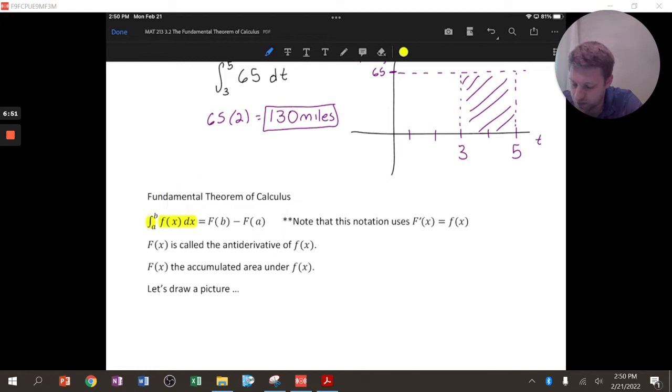The fundamental theorem says if we have an integral from a to b of a function f of x dx, that is equal to what we'll call capital F of b minus capital F of a, where capital F prime of x is equal to the original little f of x. We call capital F of x the antiderivative of f of x, or we can consider it the accumulation, or accumulated area, under the f function.